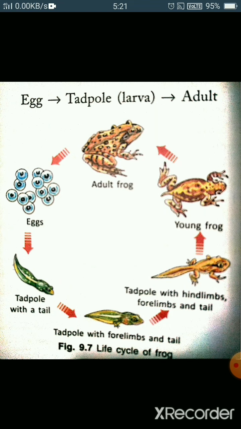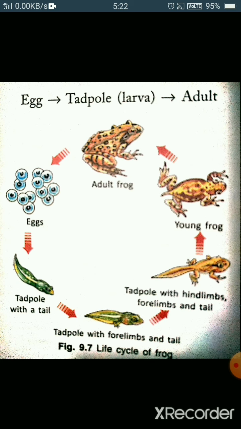Now we see the life cycle of frog. Frogs have different stages. First of all, we all know that external fertilization takes place in frog, right? And the embryo continues to grow within the egg. After the embryo develops, the egg hatches into a larva called the tadpole, right? And that does not have four limbs, hands and legs, right? So the tadpoles are seen swimming in ponds, and they are much different from the adult.